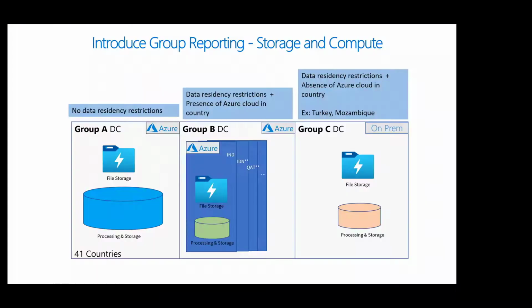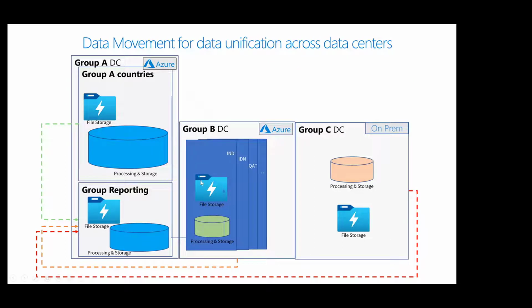There could be interactions between two countries, depending on the nature of the industry you're talking about, which may need to be tracked. So what I thought of doing is, we have groups A, B, and C. Now I am going to introduce an additional partition in the group A data center called group reporting, where I will use this space to bring data from all three groups, A, B, and C, and do the data unification separately in this area. This kind of separates the data ownership and the accountability of data as well. So this is, of course, logical.